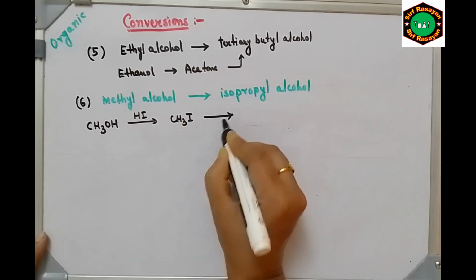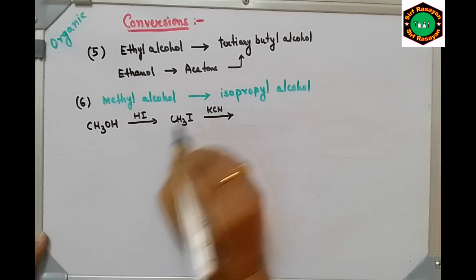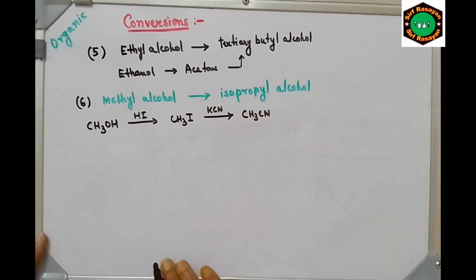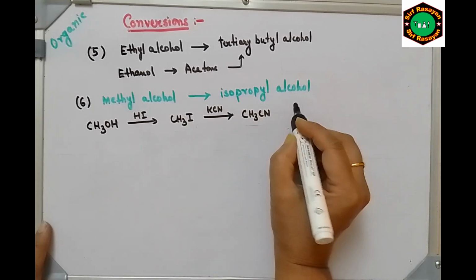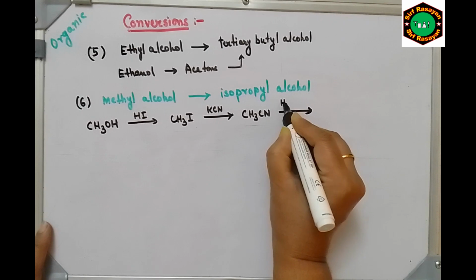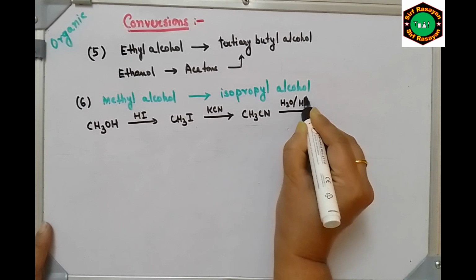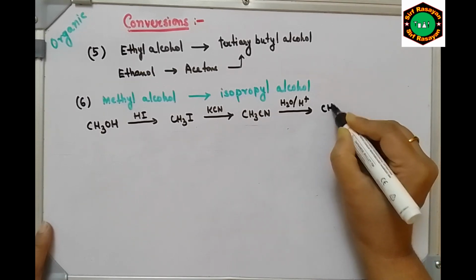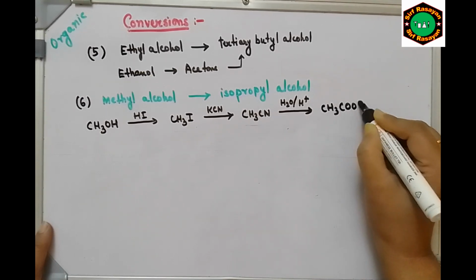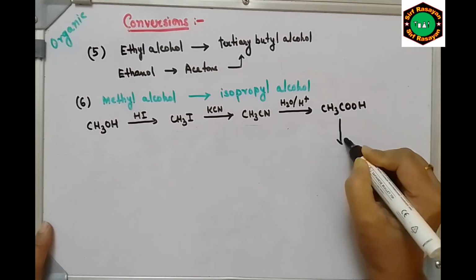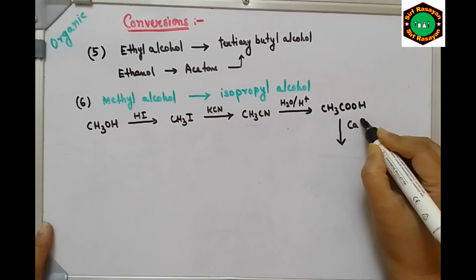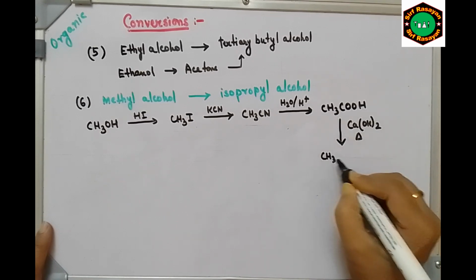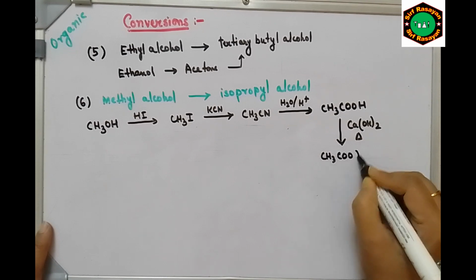Now since it is stepping up, you can treat it with potassium cyanide, you will get CH3CN, acetonitrile. Now if you hydrolyze this one in acidic medium, water H+, from this part you will get COOH. So we are getting acetic acid. Now if you treat this one, this step we did already, with calcium hydroxide, acid base reaction, you will get salt, calcium acetate.